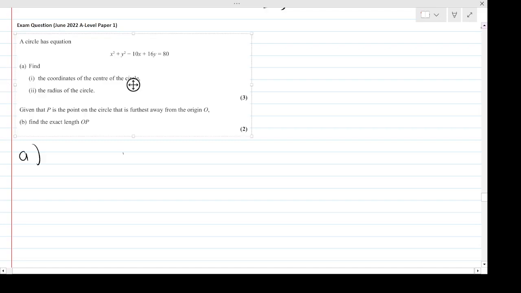So we need to group the x parts together. So we're going to get x squared and then minus 10x. Then we add y squared plus 16y is equal to 80. Then we can complete the square in x and y.